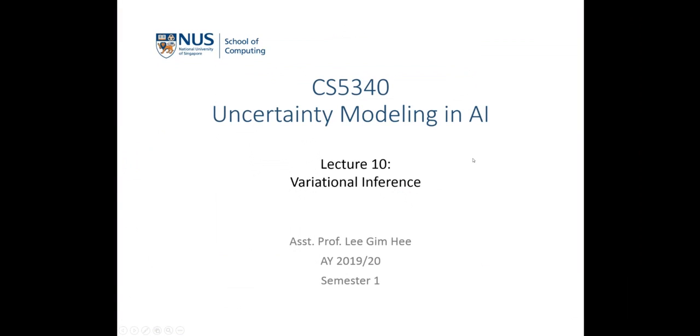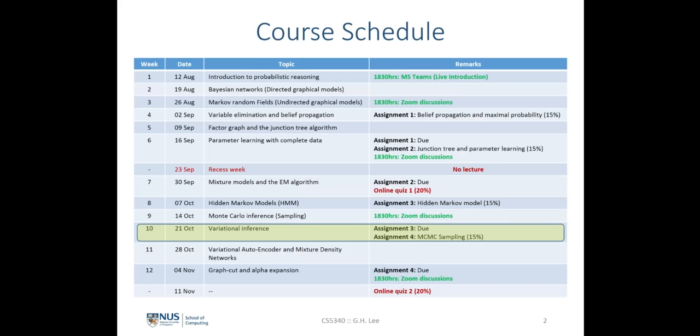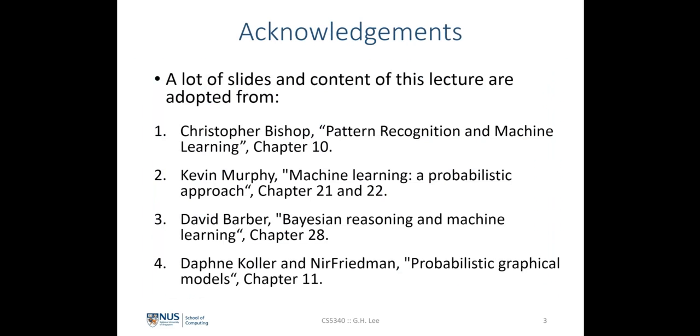Hello everyone, welcome to the lecture on uncertainty modeling in AI. And today we are going to look at another type of approximate inference algorithm, which is known as variational inference. Of course, I didn't invent any of today's material.